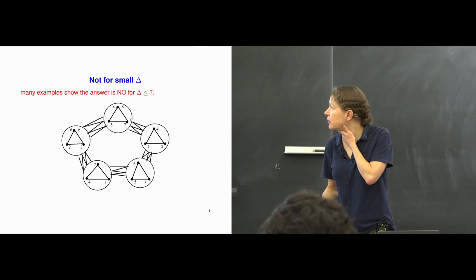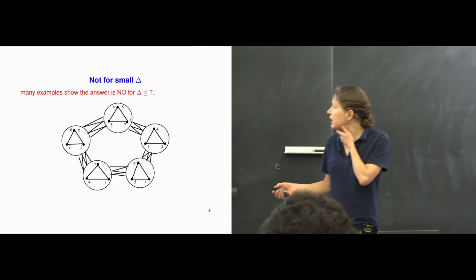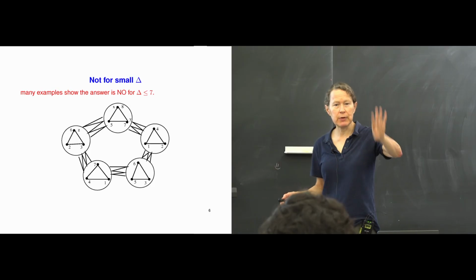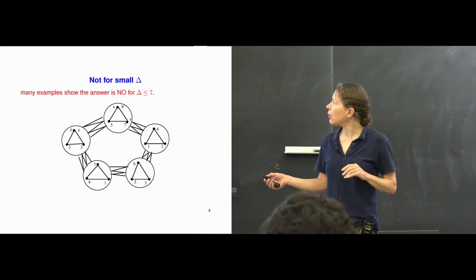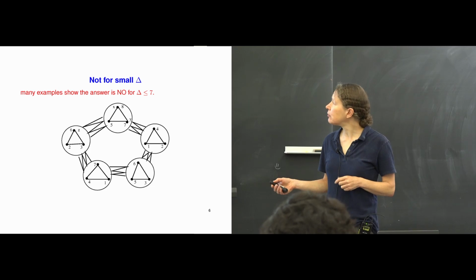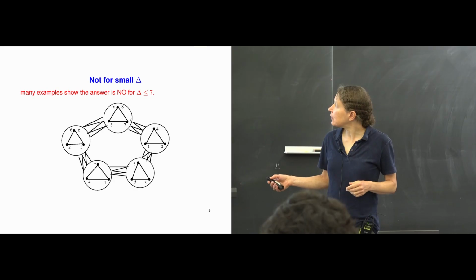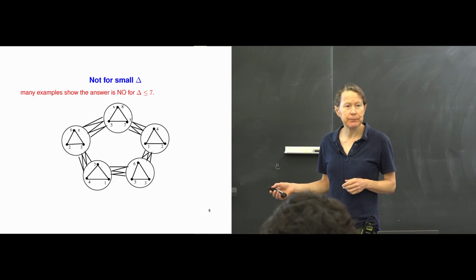Okay, so here's another example, and you can go on and think about many other examples up to delta equals 7. Here's one with delta equals 8. Here I've got 5 triangles which I put around in a cycle and then join all of these across in complete bipartite graphs. And so this is 8-regular. Every vertex has 3 neighbors there and 3 neighbors there and 2 neighbors in its own triangle. So delta is 8. Again, there's no K8. There's not even a K7. The biggest clique you see is here, size 6.